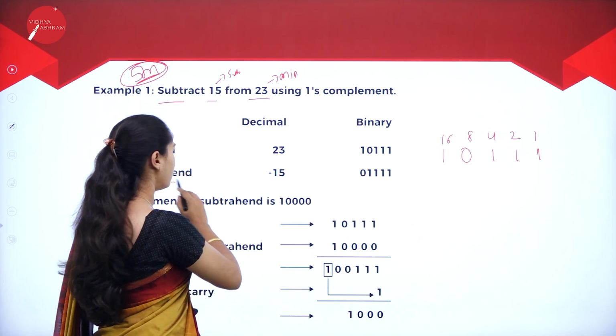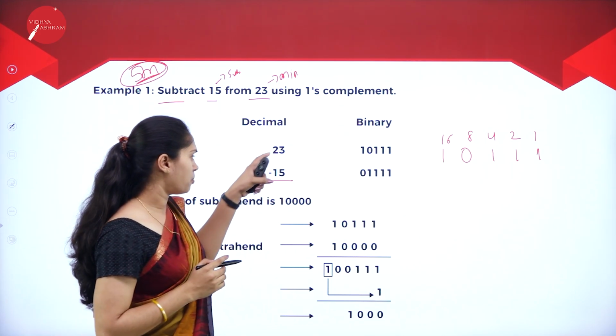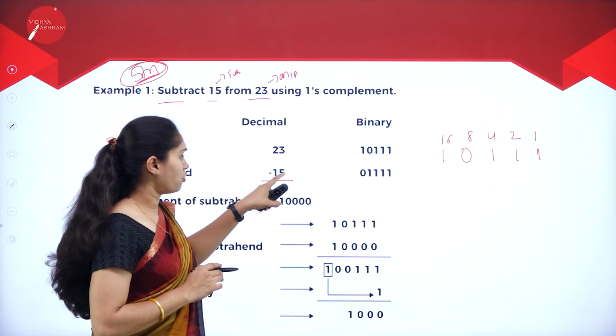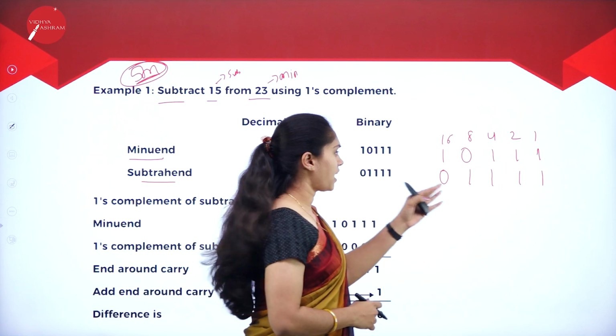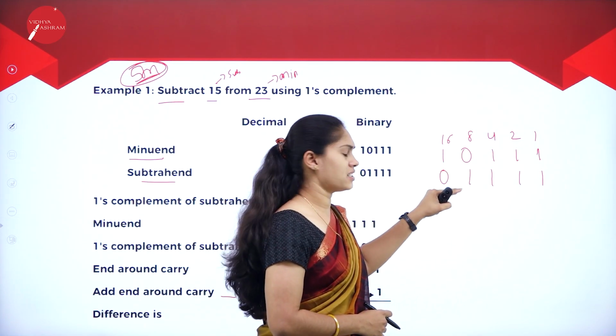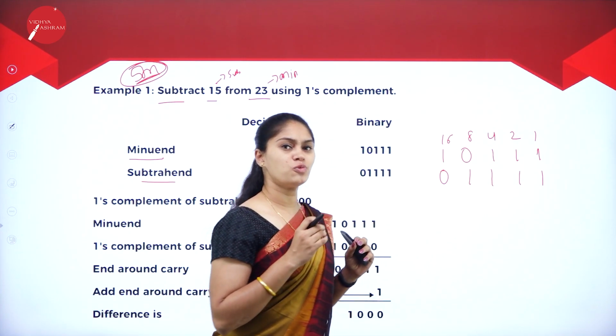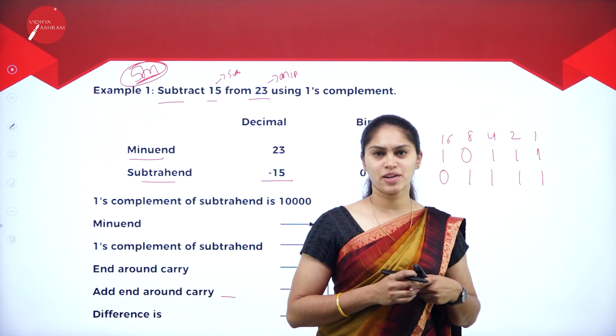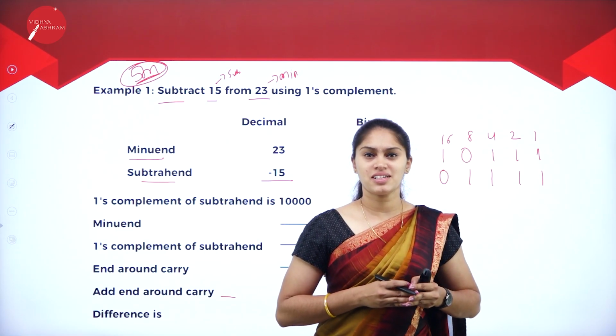So this is the minuend. The subtrahend value is 15. We are performing subtraction, so I am taking minus. 15 means, by adding 8, 4, 2, 1, we are going to get 15. This is the minuend, this is the subtrahend. So which number has to take the 1's complement? Are we supposed to take the 1's complement of the minuend or the subtrahend?